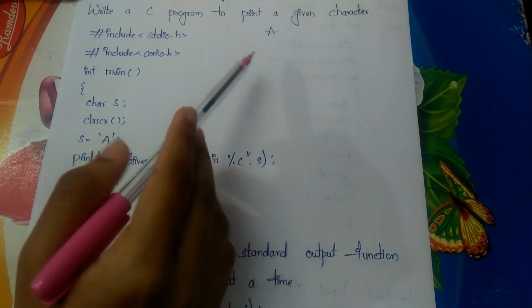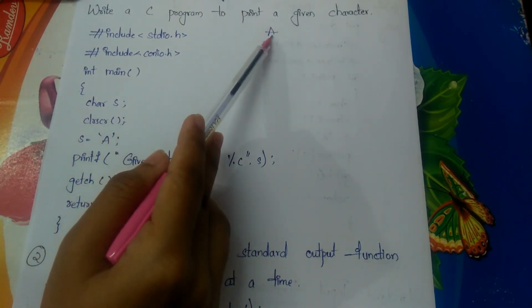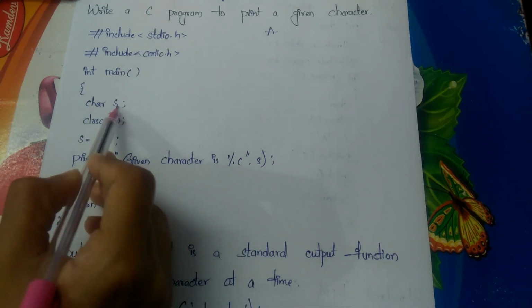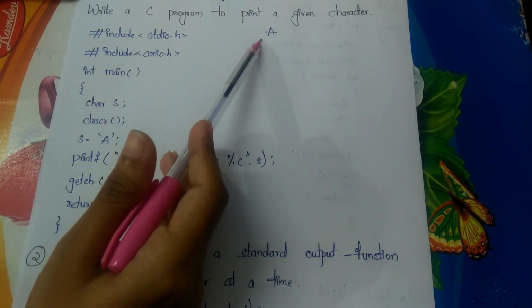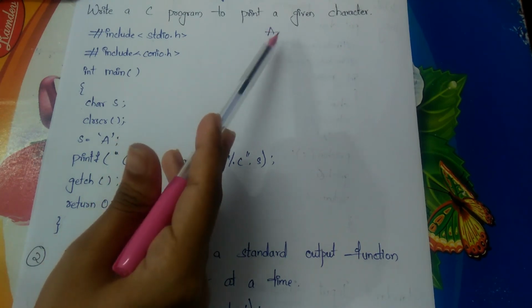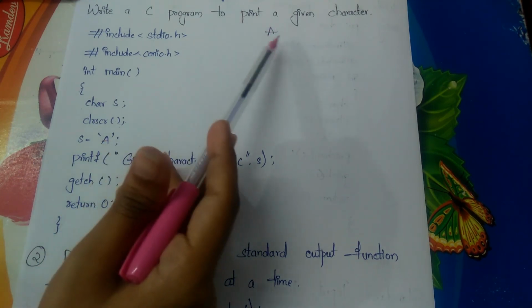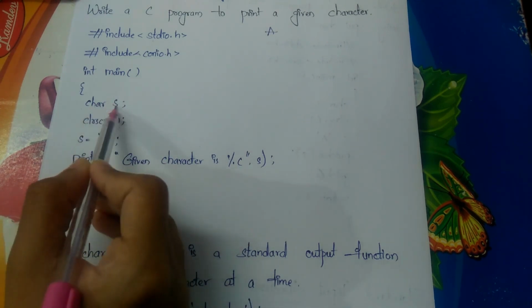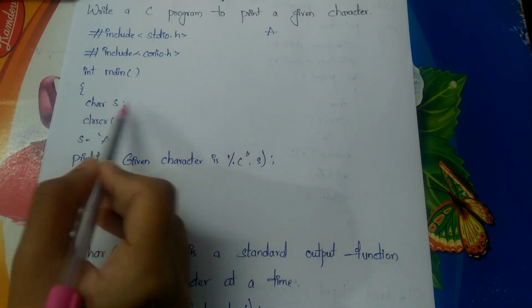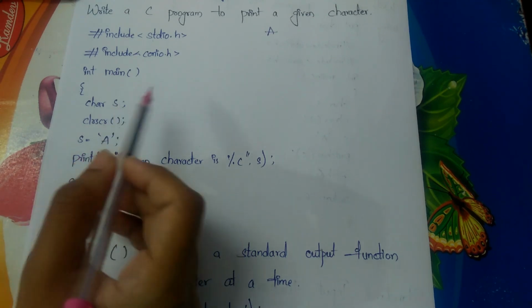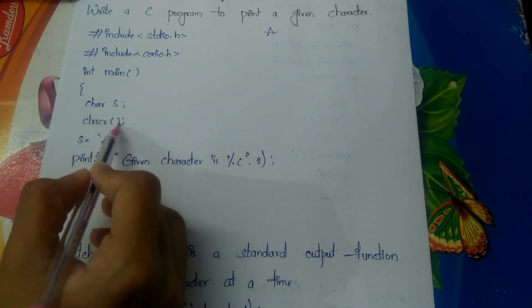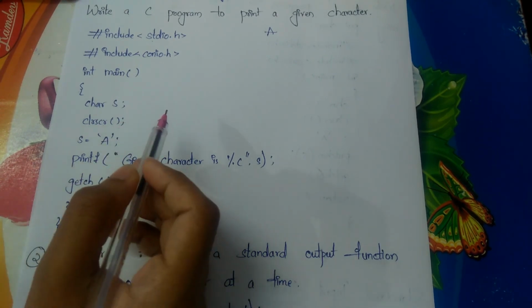So I have to print the character A onto the output screen. First, A is a character. It's not an integer, or a float, or a double, or anything else. It's a character. So I am declaring one variable as s, character s. So this is a declaration of a character variable. Now the clear screen, so the previous output will be cleared.